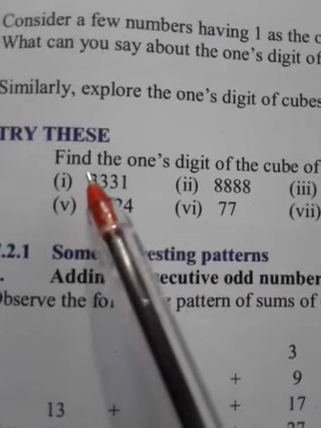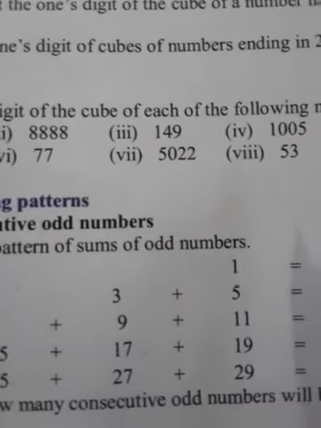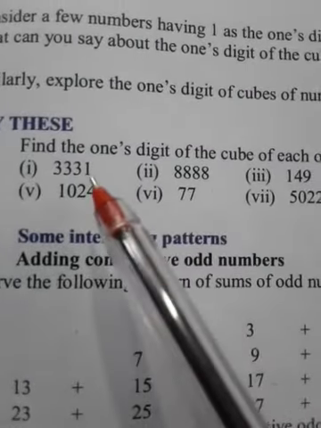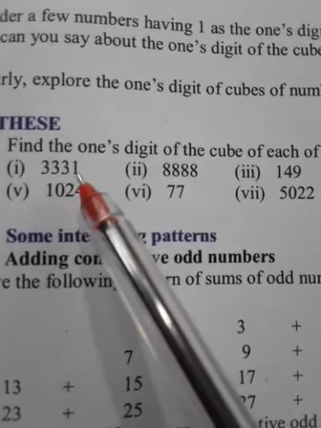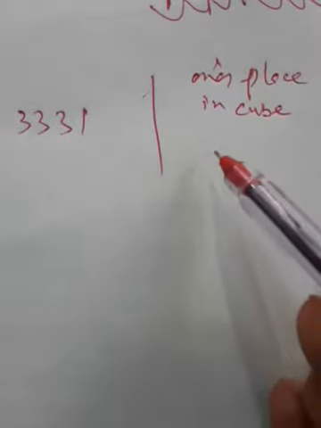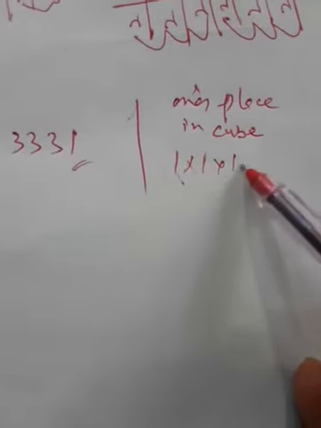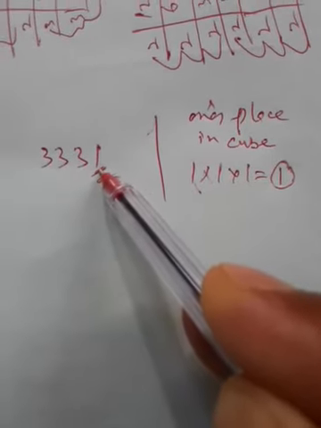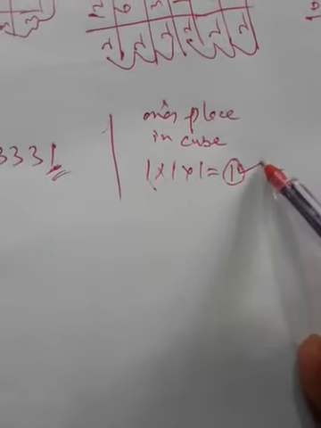Here's the question. Find the ones digit of the cube of each of the following numbers. So we have to find the ones digit in the cube of this number. Since there is 1 in the ones place in this number, ones place in its cube will be 1 into 1 into 1, that is 1. That means the number that ends in 1, its cube will also end with the digit 1.